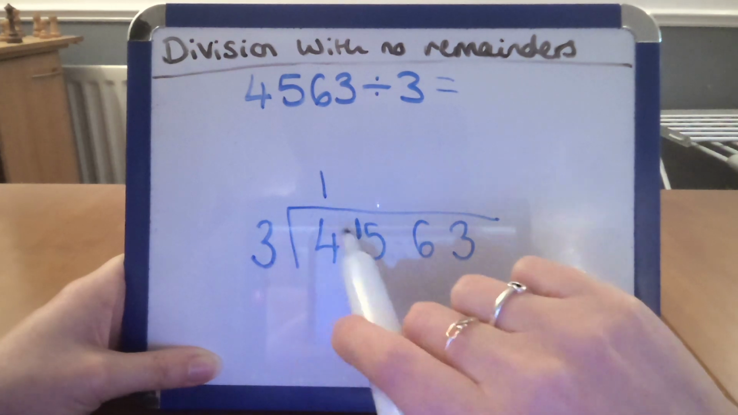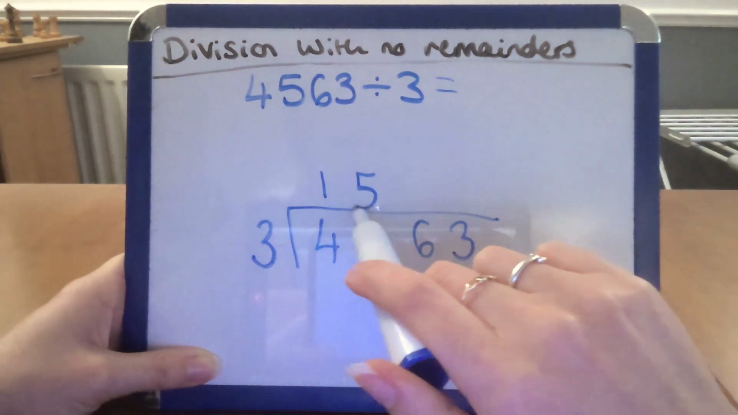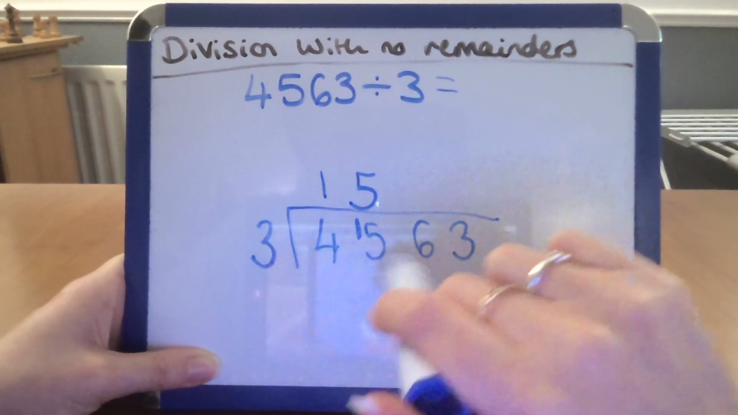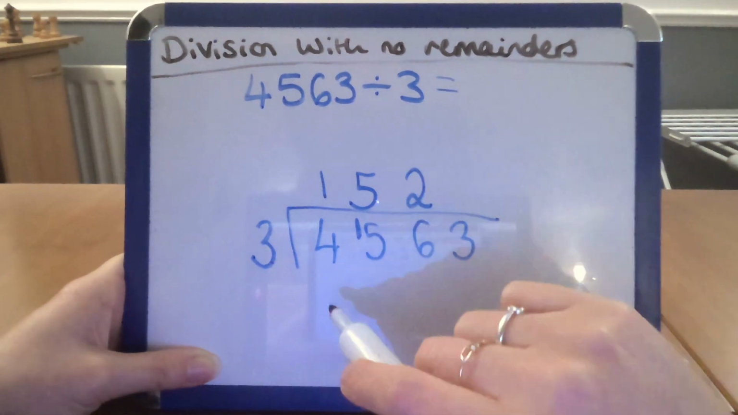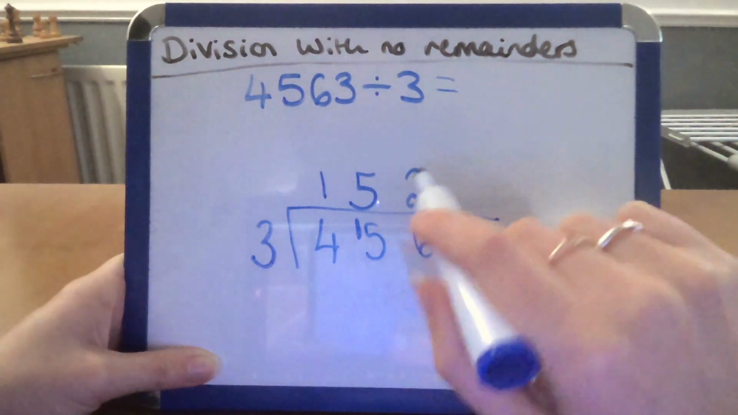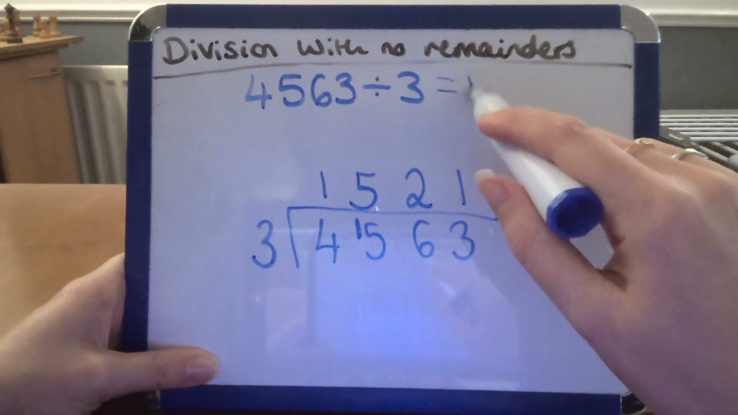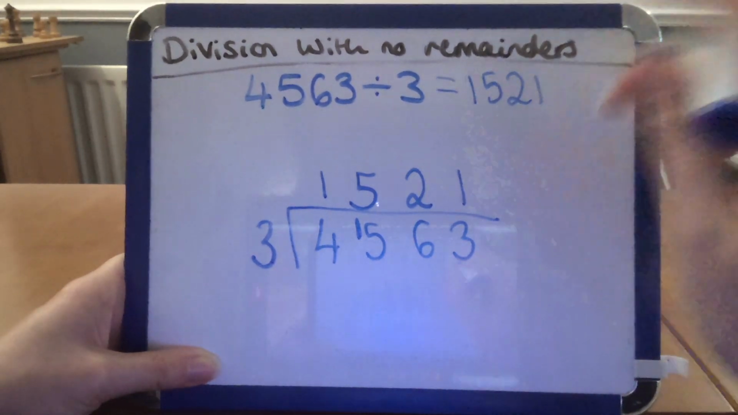How many times does 3 go into 15? 5. How many times does 3 go into 6? Twice. How many times does 3 go into 3? Once. So my answer is 1,521.